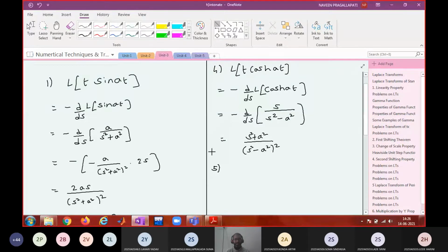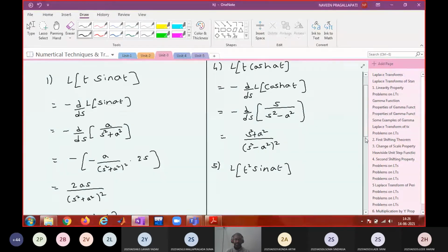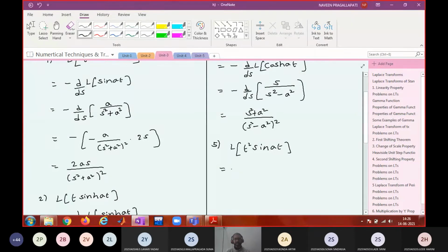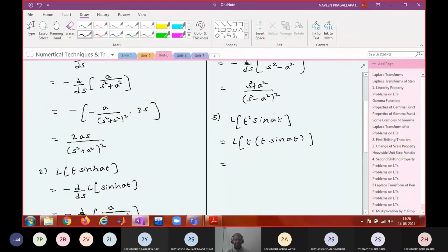So up to this, they are standard transforms. And what would be Laplace of t square sin at? You can do it in two ways: repeatedly applying the multiplication by t property, or you can directly use a generalized formula. Now I will write it as t into t sin at, because I know Laplace of t sin at already. So this is minus d by ds of Laplace of t sin at.